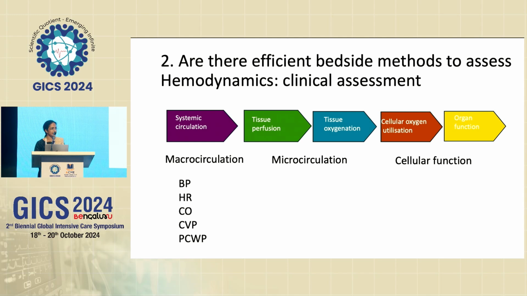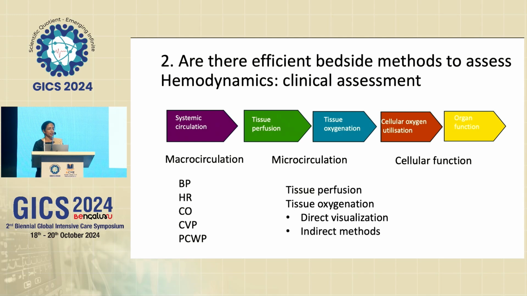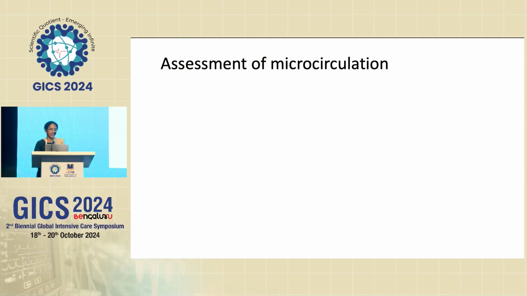So how do we assess these patients at the bedside? We would be very happy if we could have some way to directly measure the tissue perfusion and oxygenation at the bedside. So these are the direct visualization methods. Right now they are in the research stage and not freely available. So we have indirect bedside methods.